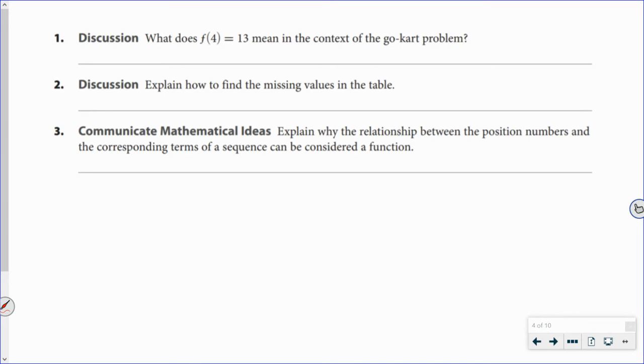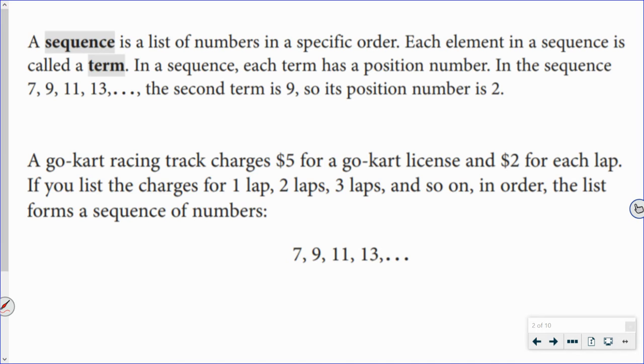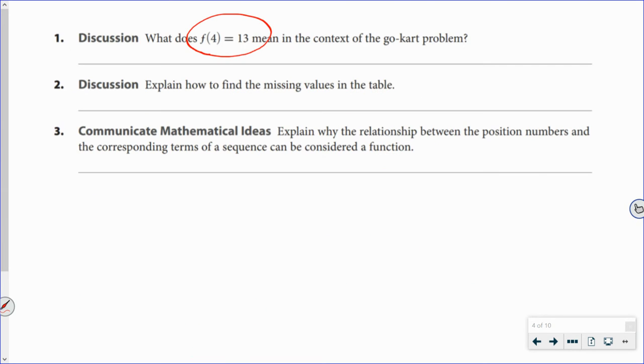When I say the function of 4 equals 13, in relationship to this go-kart problem we've got here, what does that mean? What is the 4? The 4 is how many laps, okay? So in context, f of 4 means 4 laps will cost us how much? Yeah, $13. You did good. Thank you so much.